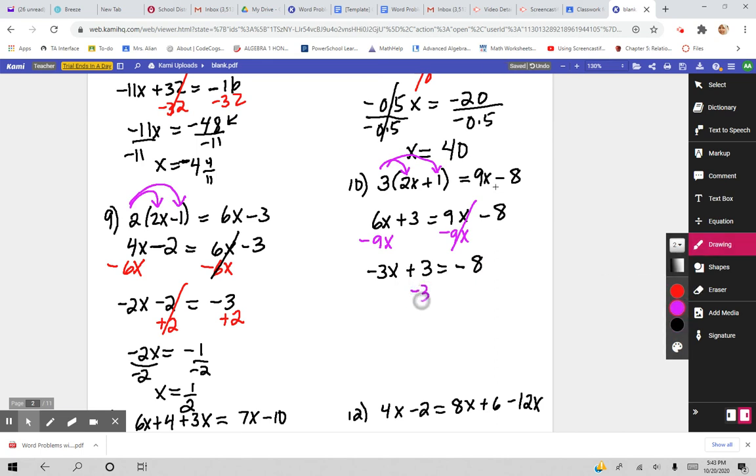Subtract 3 from both sides. We'll have negative 3x equals negative 11. Divide both sides by negative 3. Okay, that's SSB, same sign positive. 3 goes into 11 3 times because 3 times 3 is 9. When we take 9 from the top, we're still left with 2 over 3. Okay? So 3 2/3.